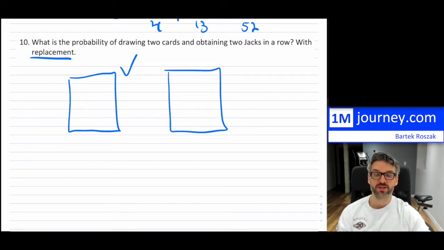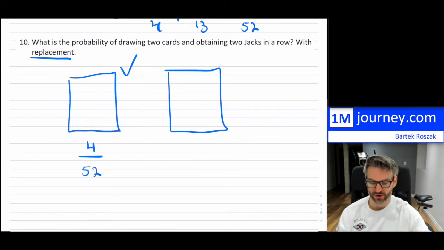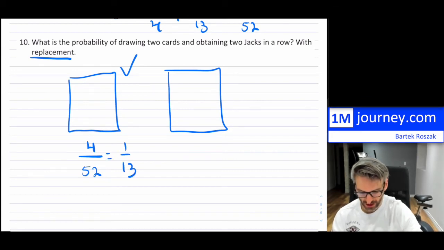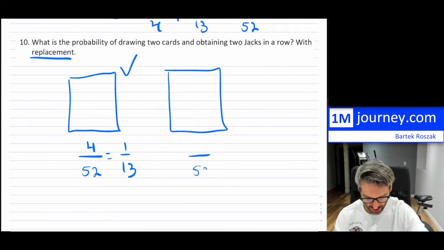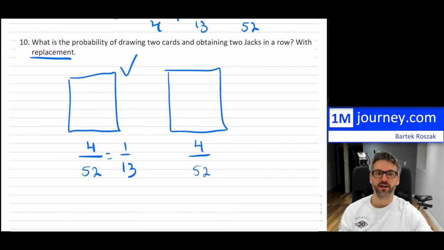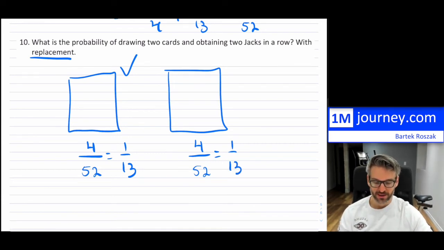So, well, what's the probability of drawing a jack? There's 4 jacks in a deck. So it's going to be 4 out of 52, or just simply 1 out of 13. Now, if we put the card back in, we still have 52 cards, and we still have 4 jacks. Assuming that we're going to shuffle this again, you're not putting it back on top, because then there's 100% probability. So in this case, we have another 4/52, so this is going to be 1/13. So that's the probability.